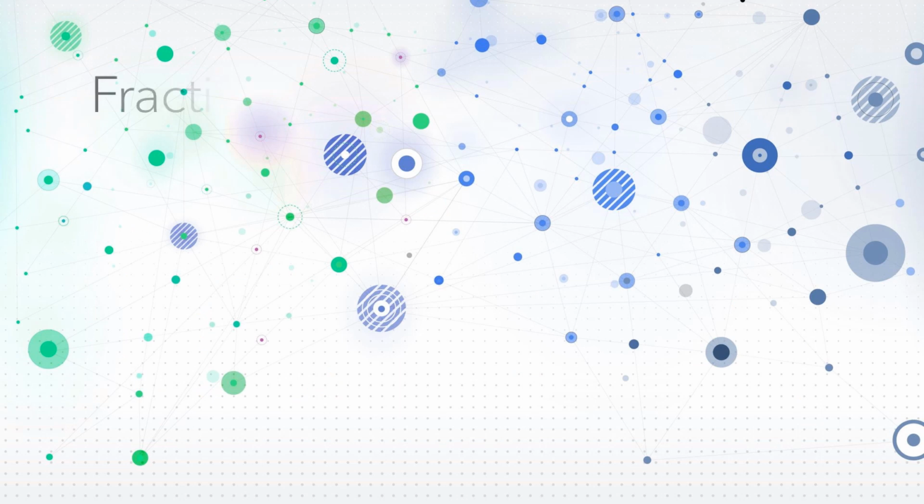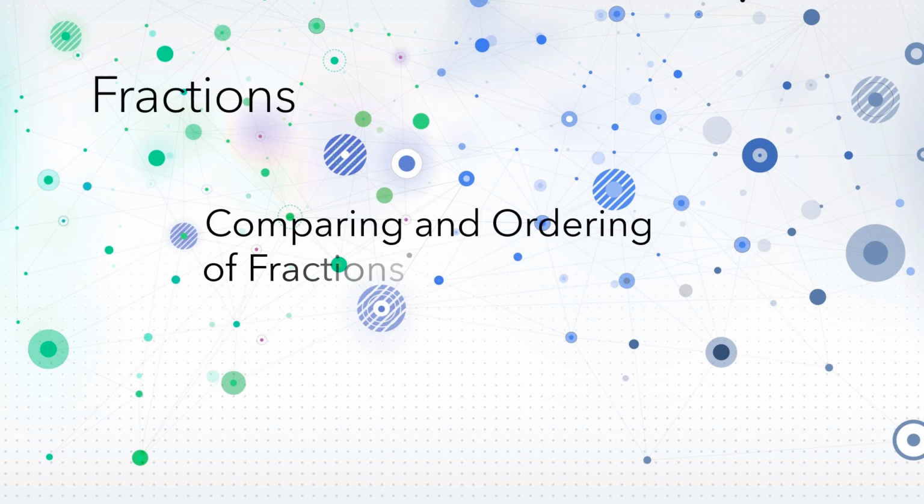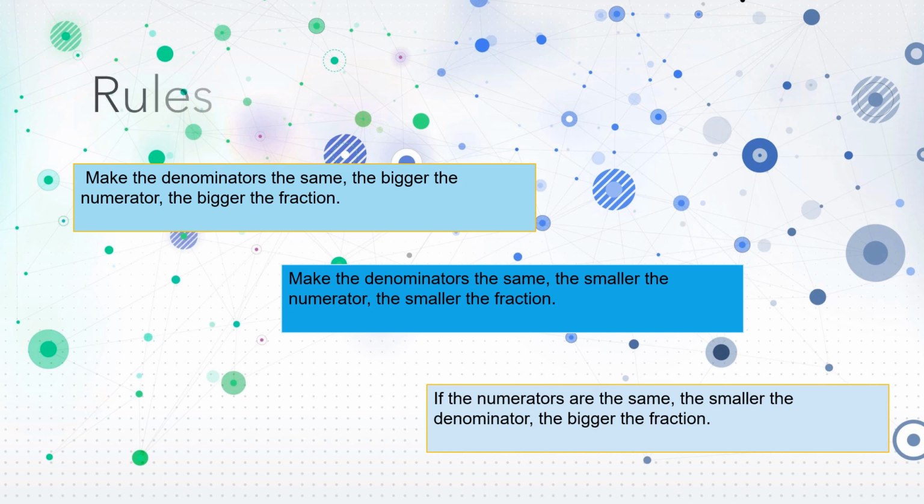So in this video, I'm also going to discuss fractions, like how we can compare fractions and how we can arrange them in different orders. We can arrange them in ascending order, and we can also arrange them in descending order. So we have three rules. First of all, we need to make our denominators equal, which means we need to make the denominators the same.